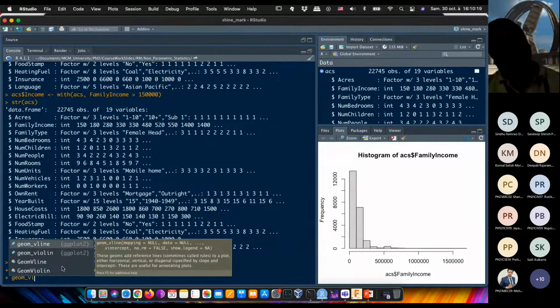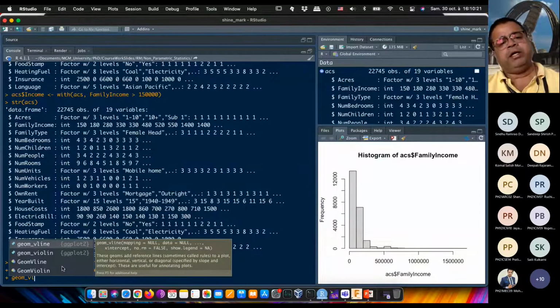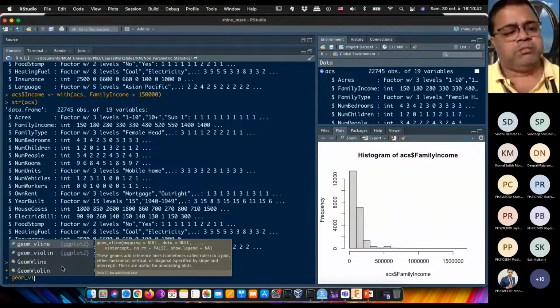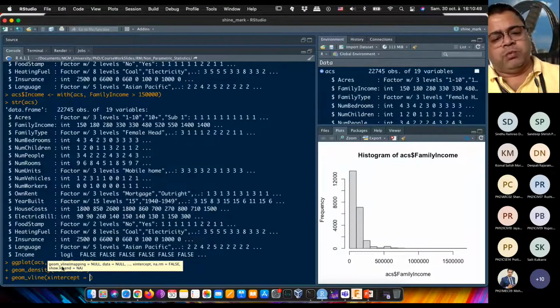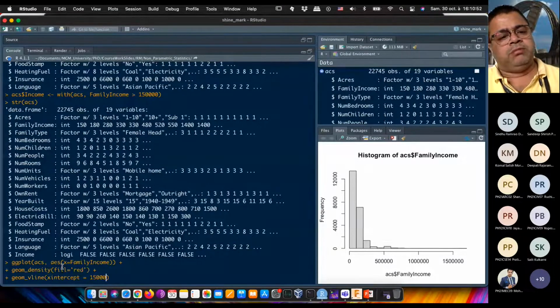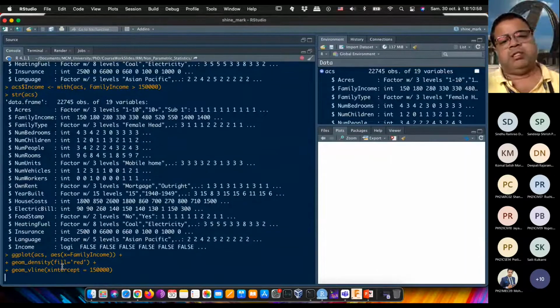See that for every command I am typing in RStudio, the help is also coming together. That is why RStudio is a much smarter IDE. If you start doing it with the basic R interface, it is not very helpful there. So I can use RStudio much smarter. So x-intercept, I just use one x-intercept equal to 150,000. Okay, so this is what I am going to do, and let's see what happens.